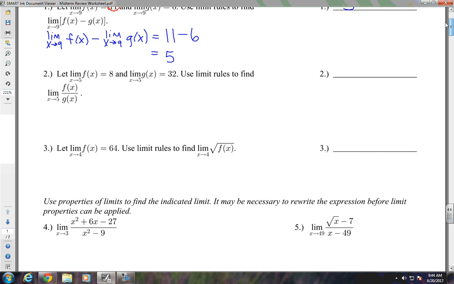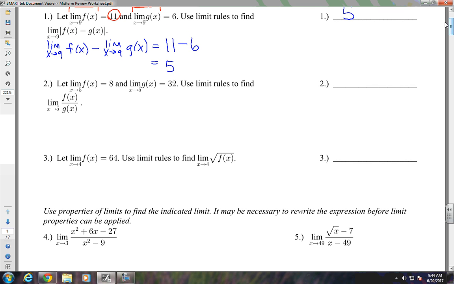Let's try problem number 2. Again, we're given two limits. This time x is approaching 5. Notice that x is approaching 5 in both limits. If we didn't have the same target value, we wouldn't be able to combine the limits like this. This time we're finding the limit as x approaches 5 of the quotient of f of x and g of x. So using rules of limits, we can find the limit as x approaches 5 of the top function and the limit as x approaches 5 of the bottom function.